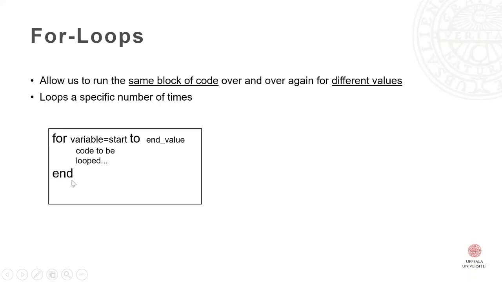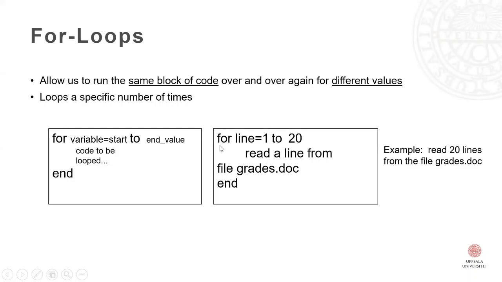After the for loop, there is some way in any programming language to show that the for loop has finished. For example, it can be called end. Let's see an example. So here we want to read 20 lines from a file. So we have for line equals 1. Line here is called the counter of the loop. For line equals 1, 2, up to 20, it will consider line 1, 2, 3, 4, 5 until 20. For all these values, read a line from the file. I should fix the indentation. Read a line from file grades.doc, and then the for loop finishes.